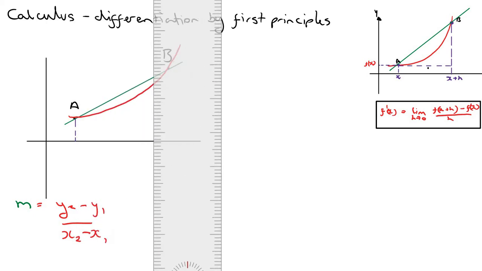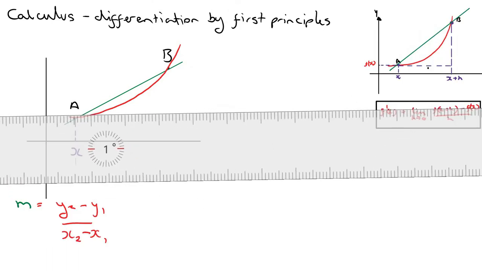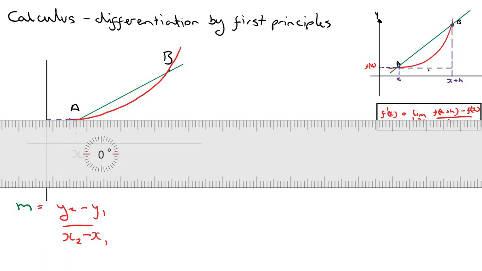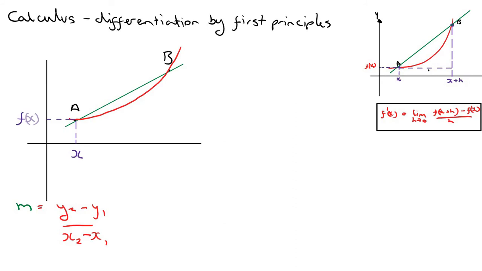So the x value of A I'm just going to call x, and the y value of A I'm just going to call f of x. So that is just going to be f of x. Now I'm going to say that what's happened to B in terms of its x value is it's moved up by some distance h.